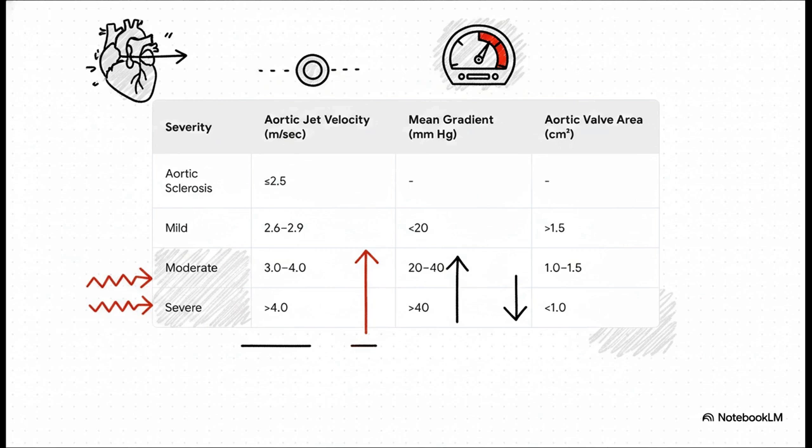This high speed also creates a big pressure drop, or mean gradient, across the valve. A gradient over 40 millimeters of mercury is considered severe. And finally, the most direct measure of all is the aortic valve area. A normal valve is around 3 to 4 square centimeters. When that number drops below 1.0, that is the definitive marker for severe aortic stenosis.